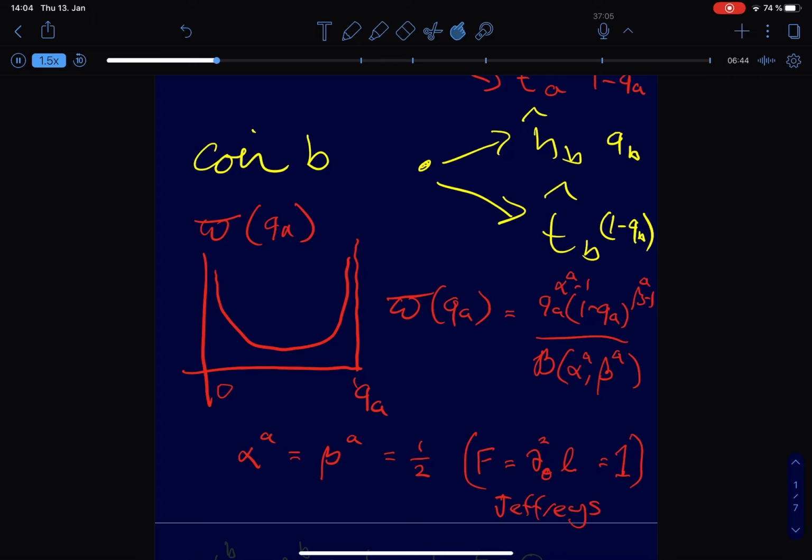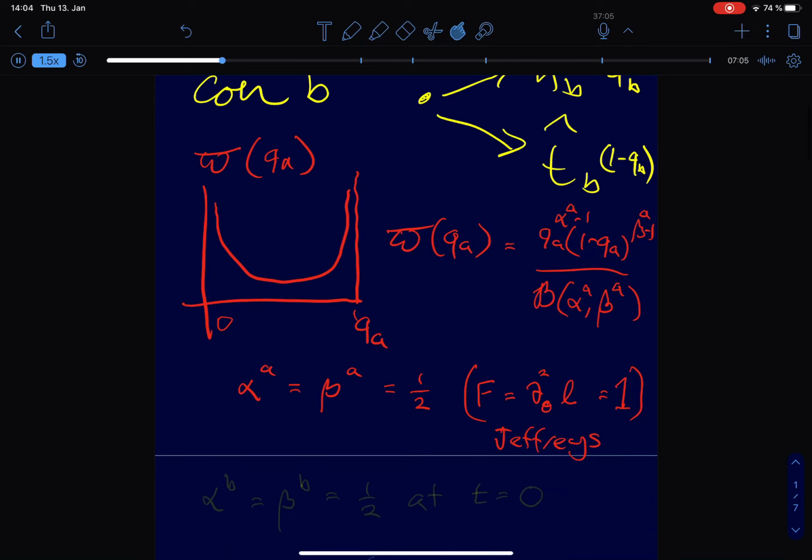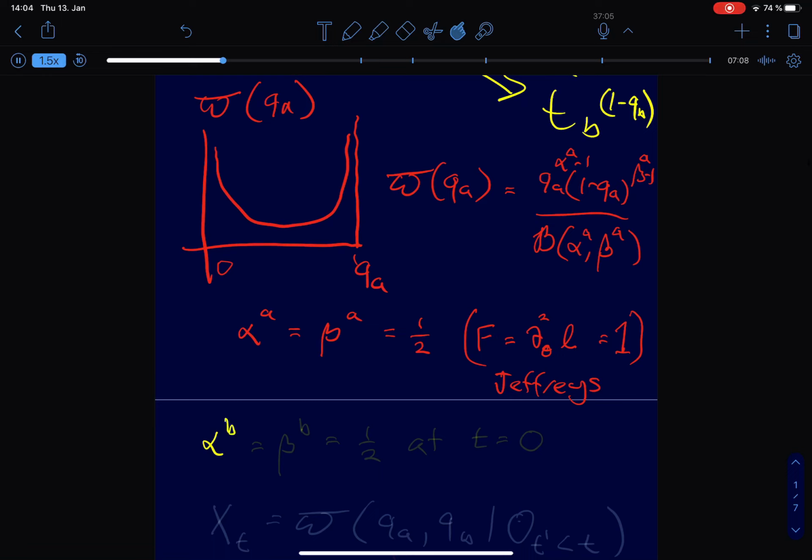But it's not necessary. The important thing is just that we have a beta distribution. So we believe the coins Uncle Bert tends to give us have probabilities that obey this particular law. And likewise, for coin B, we also imagine alpha B equals beta B equals 1/2 initially.